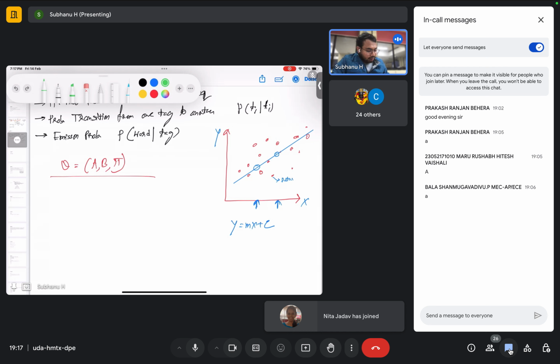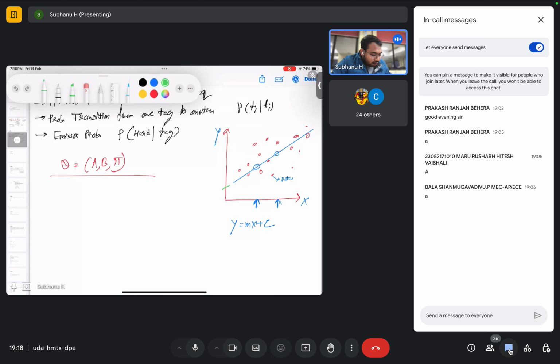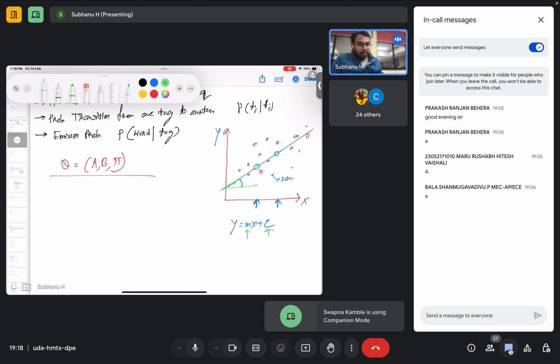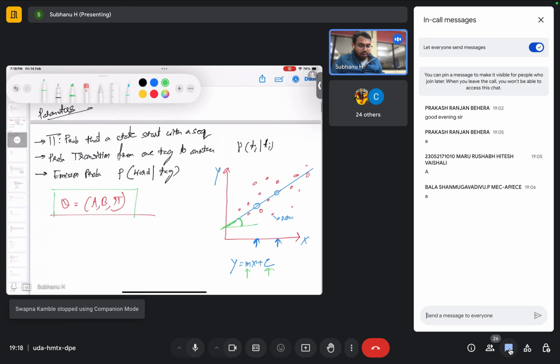So this c is the intercept, which says where the line meets the y-axis, and this m says the angle. Using this data, you fit the line and you get the angle and the c. These are the two parameters for your linear regression model. Same like that, this HMM, or this Baum-Welch decoding for the hidden Markov model, has three parameters, A, B, and pi. I have described these to you: what is pi, what is A, and what is B. I think this is understandable for you.